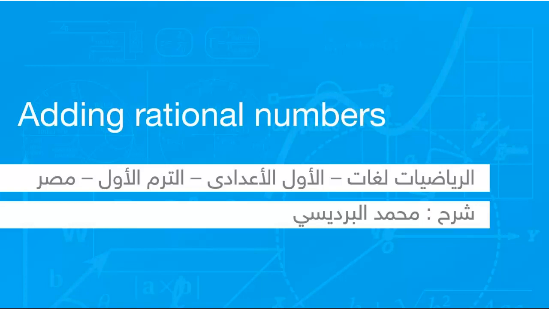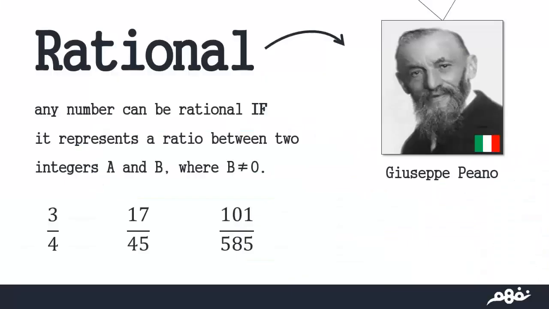Adding rational numbers. So how can a number be a rational one? Any number can be rational if it represents a ratio between two integers a and b, where b is the denominator, which doesn't equal 0. For example, 3 over 4, 17 over 45, 101 over 585. This term was first introduced by the Italian mathematician Giuseppe Peano.